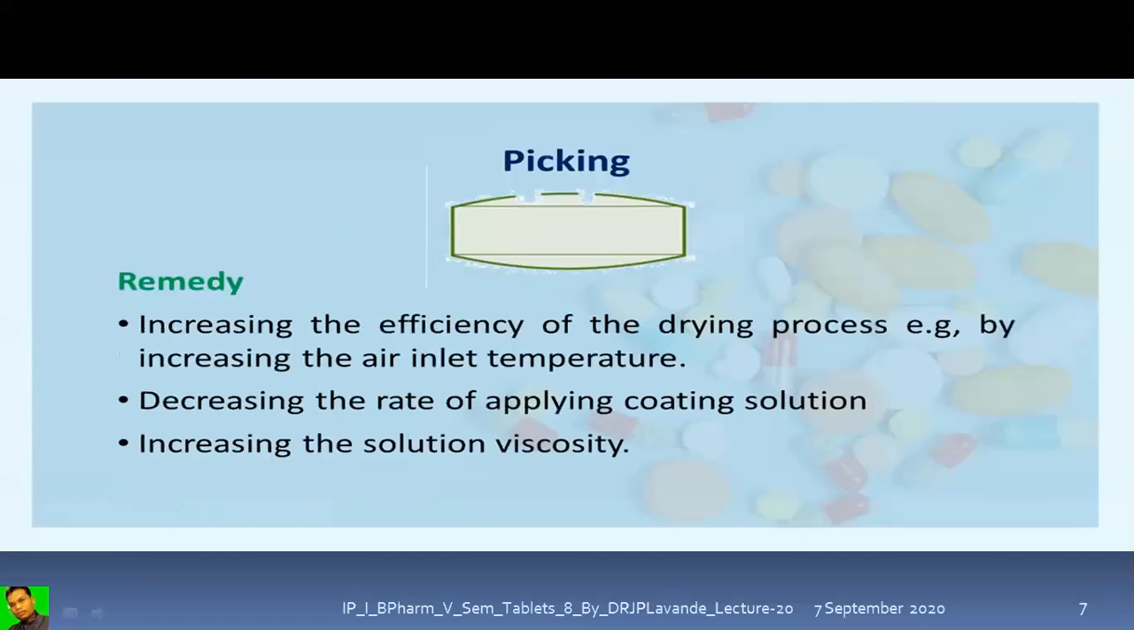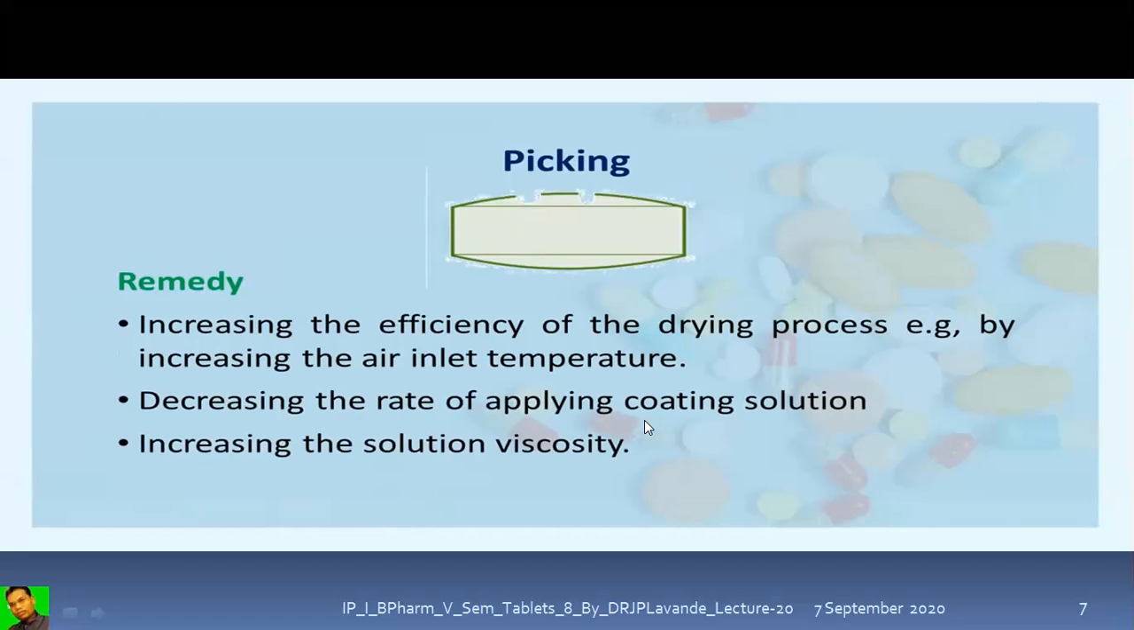Now, in order to not have this process of picking occur, what measures should we take, what remedy should we adopt? The remedy is increasing the efficiency of the drying process, for example by increasing the air inlet temperature and decreasing the rate of applying the coating solution, isn't it?